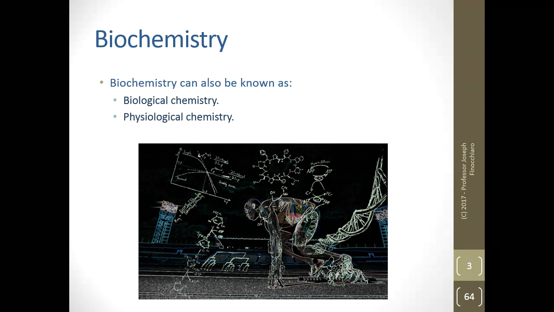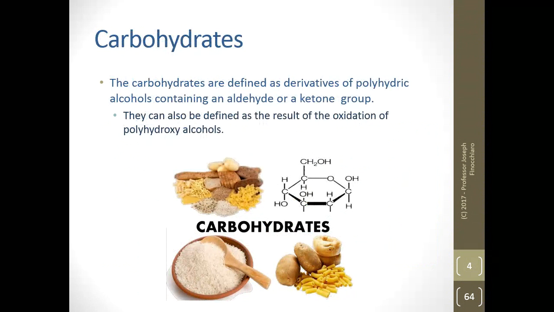Biochemistry has two AKAs, biological chemistry and physiological chemistry. So the first big one we're looking at are carbs. Carbohydrates are defined as derivatives of polyhydric alcohols containing an aldehyde or a ketone group. They can also be defined as the result of the oxidation of polyhydroxy alcohols.